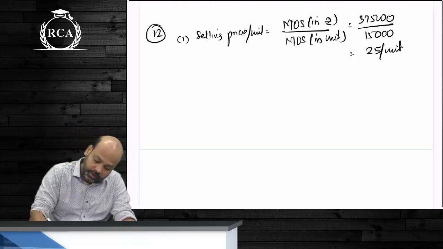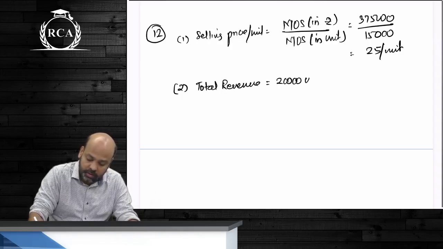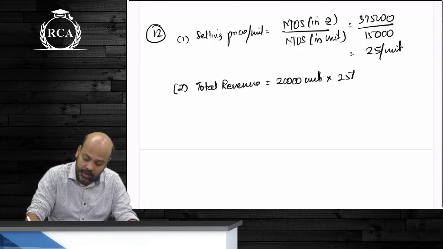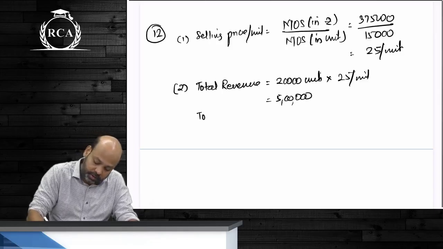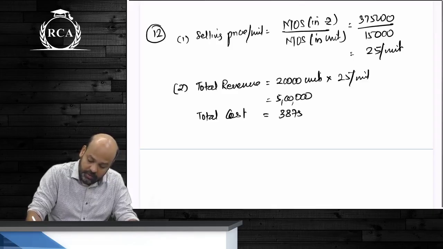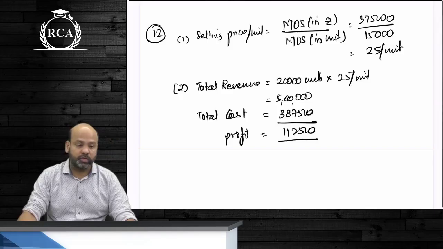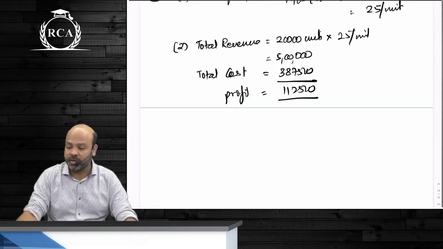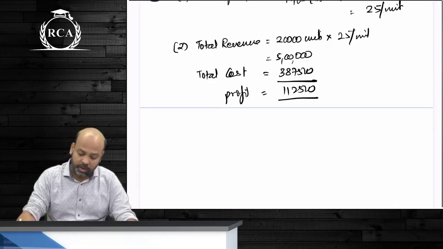What is your total revenue beta? Total revenue guys will be, total sales are 20,000 units multiplied by a selling price of 25 rupees per unit. Our total sales or total revenue guys would be 5 lakhs. Our total cost beta would be 3,87,500. So obviously this difference guys will become my profit. This total cost is not just the cost of break-even sales, this is the cost of 20,000 units guys. So you compare that with the amount of total revenue and get the amount of profit.